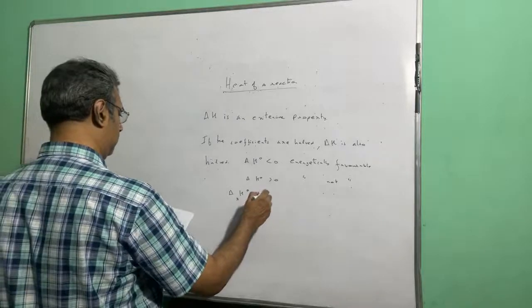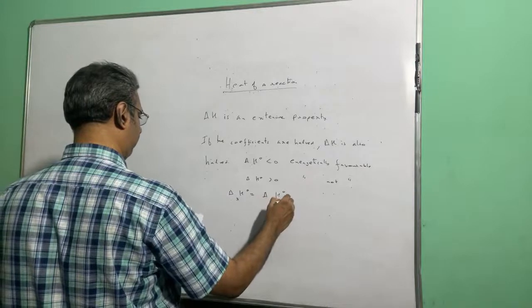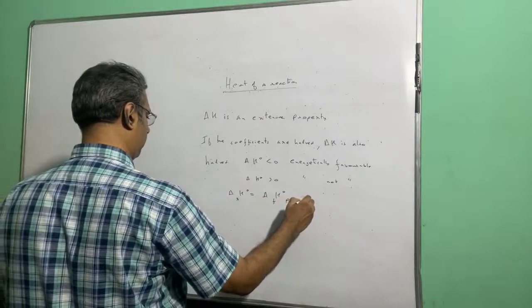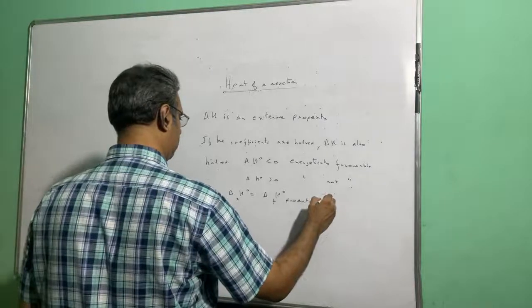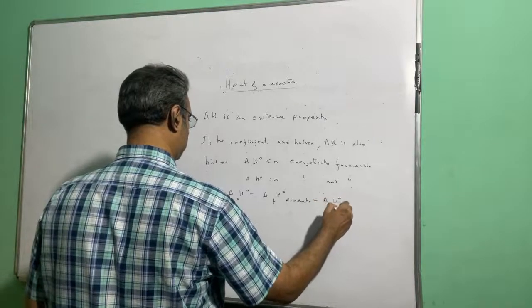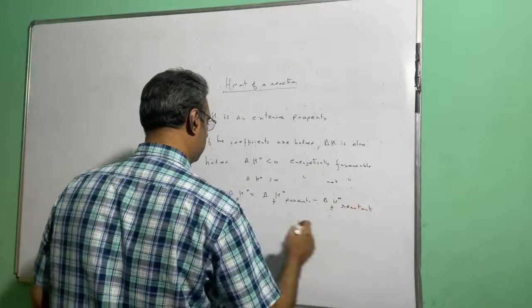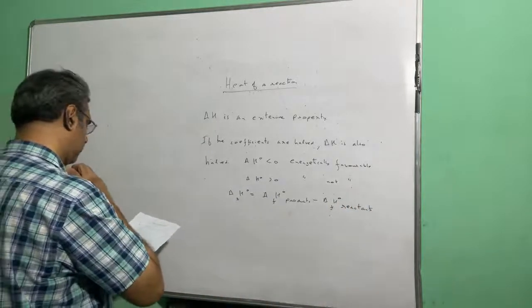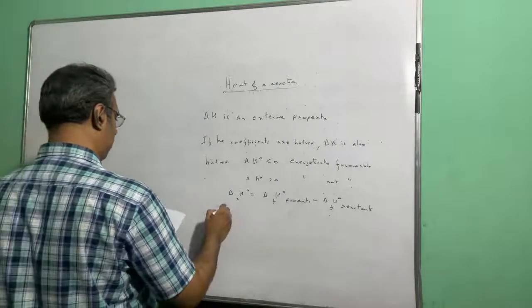And generally the heat of a reaction is heat of formation of the products minus heat of formation of the reactants. So this is the heat of reaction formula.